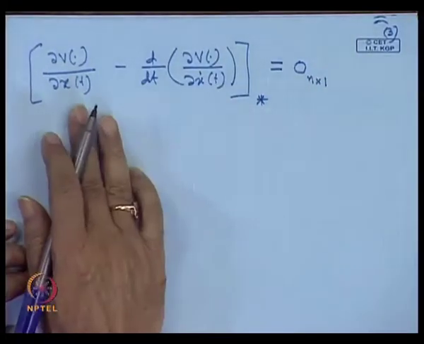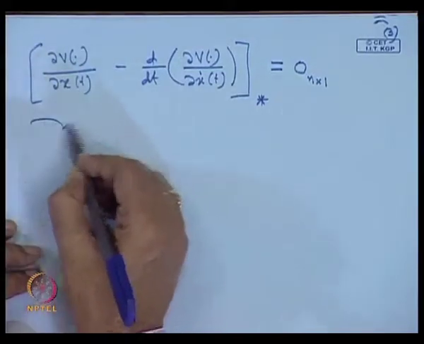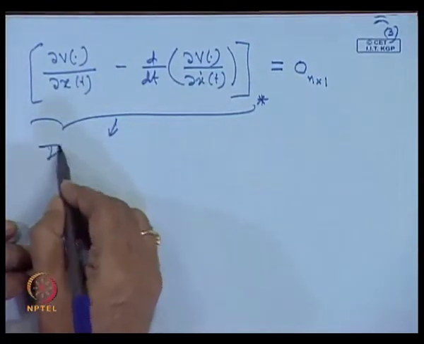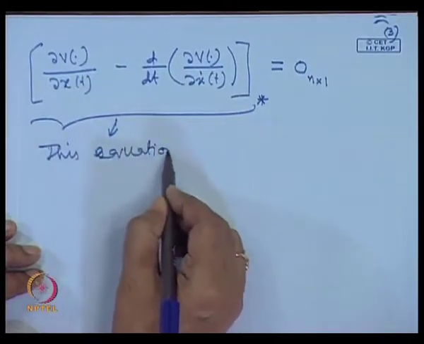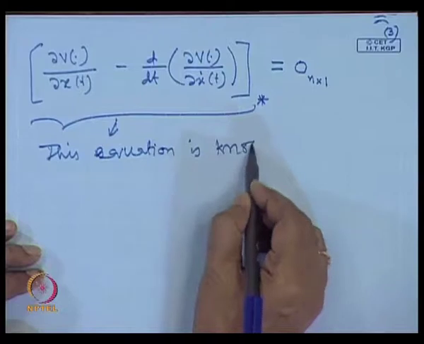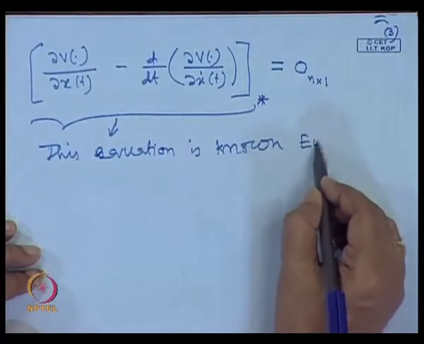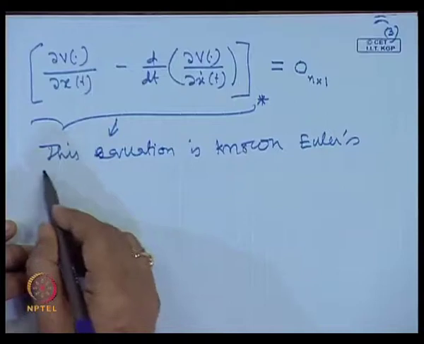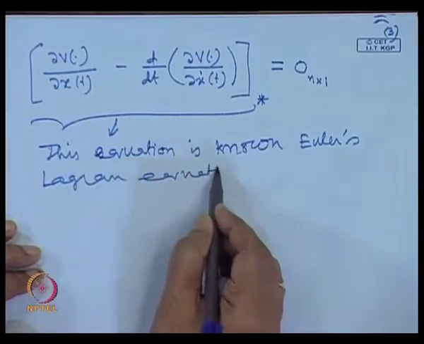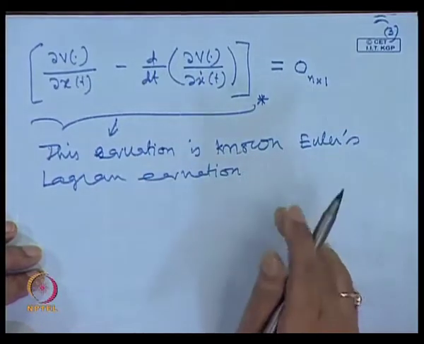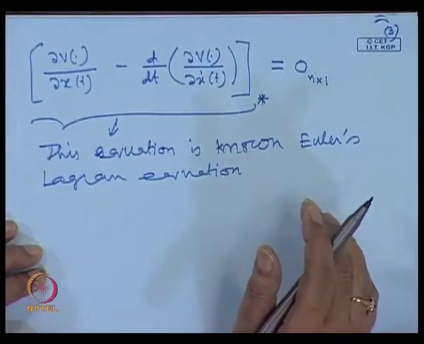So, this equation is known as the Euler-Lagrange equation, and it is the necessary condition for the functional to be optimized, either maximum or minimum. It is only the necessary condition for a functional to be optimized.